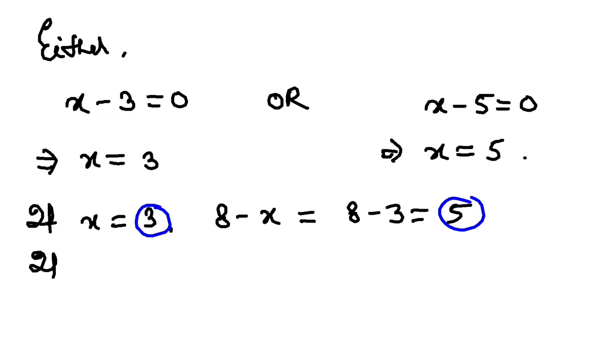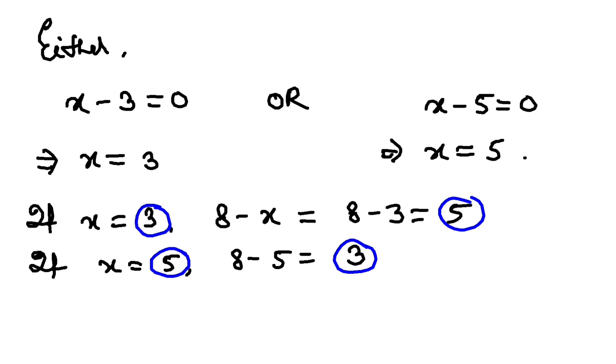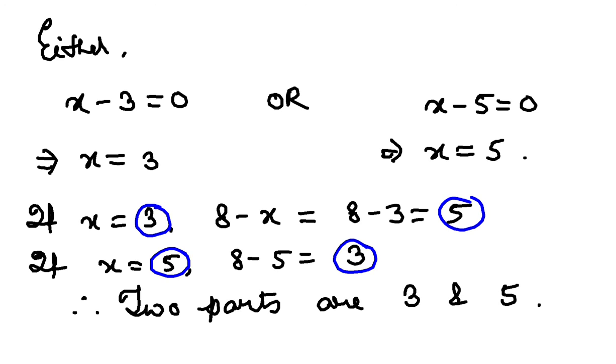Now if I take the second condition, if I take x equal to 5, then my second part is 8 minus 5, that is 3 again. Ultimately in both the situations my parts are 3 and 5. So my summary or the final answer is, therefore, the two parts are 3 and 5.